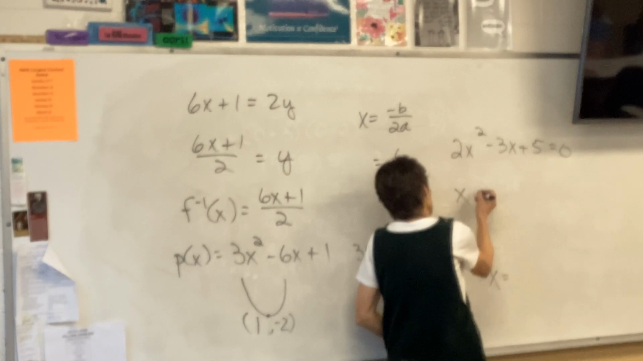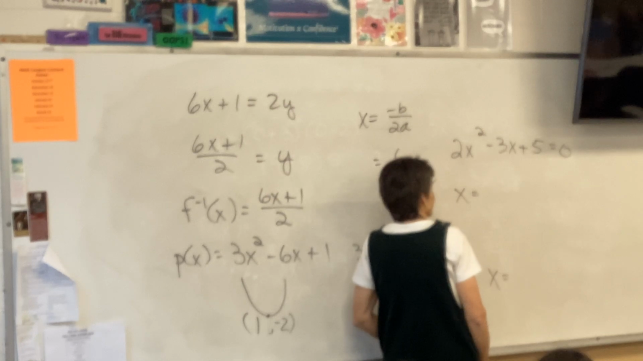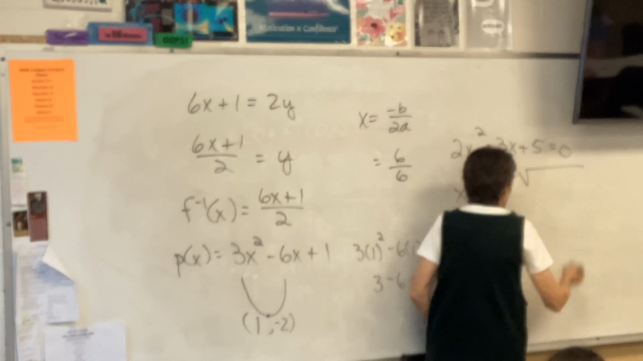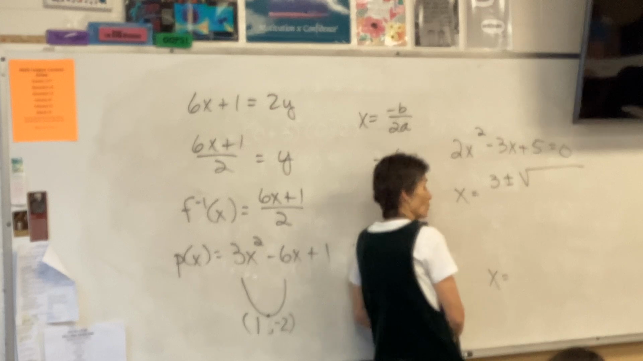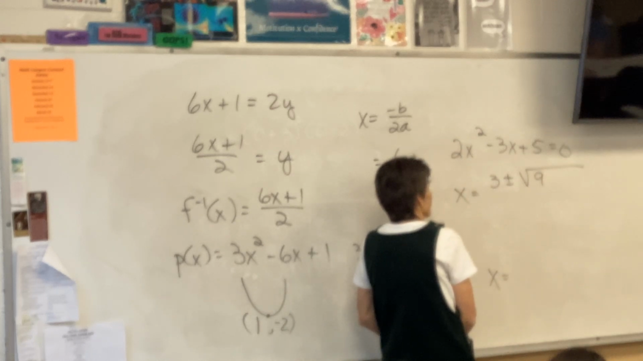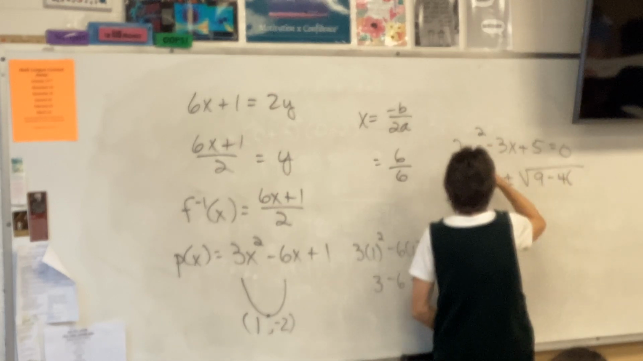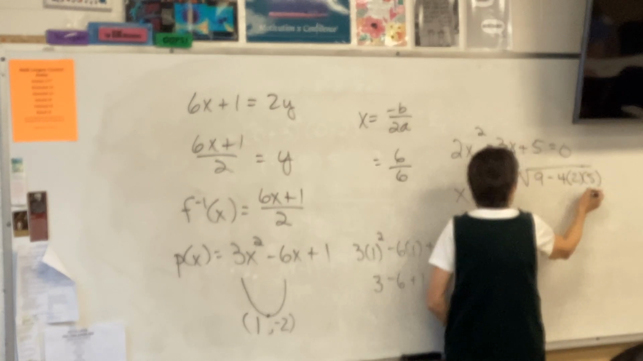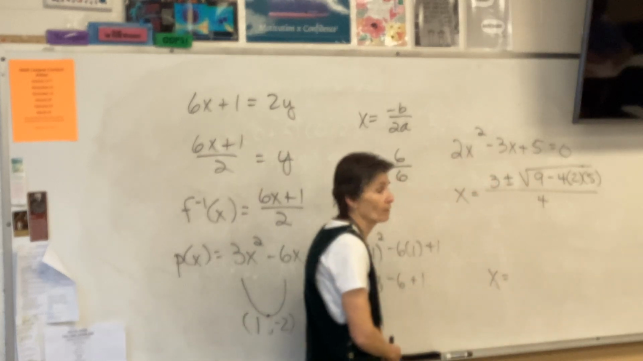So, here we go. You tell me, I got it memorized. Do you? Negative b, so that'll be 3, plus or minus the square root of b squared, which will be 9, minus 4 times 2 times 5, all over 2a. Which would be 4.